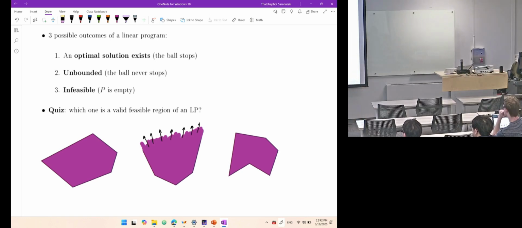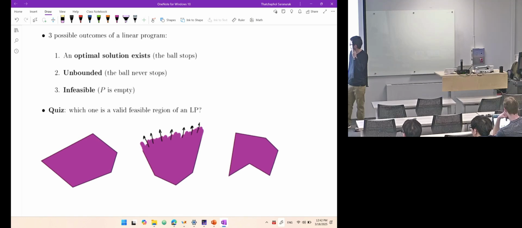Can this one be a valid feasible region? Yeah. Yes. How about this one? Yes. It can be unbounded, that's fine. How about this one? Why not?